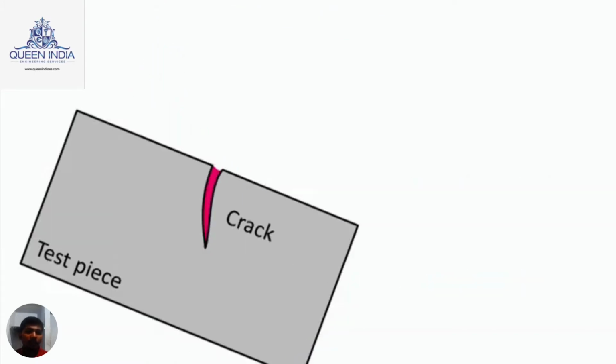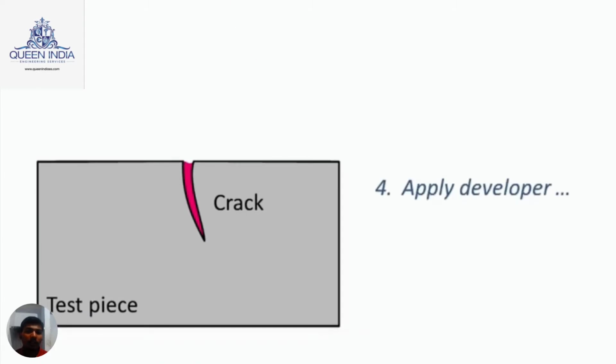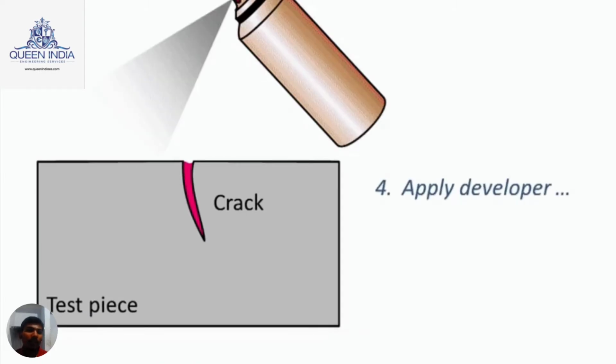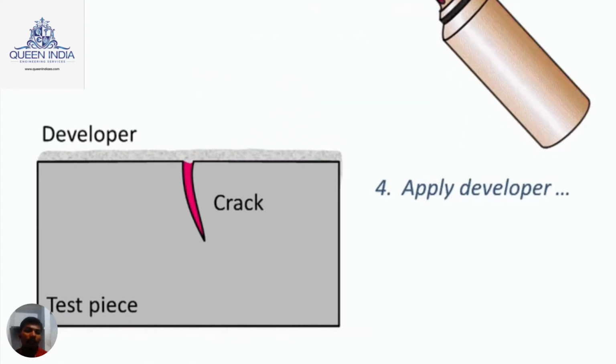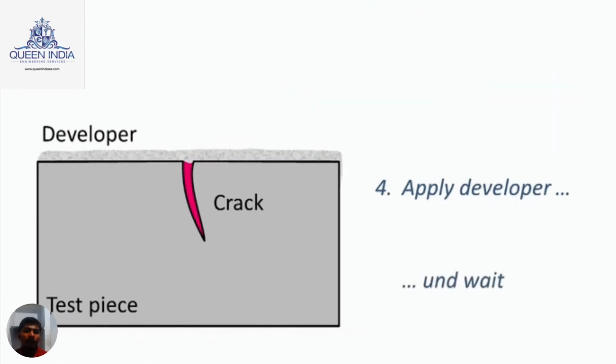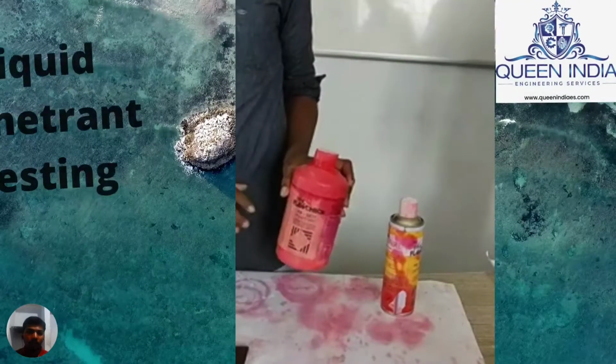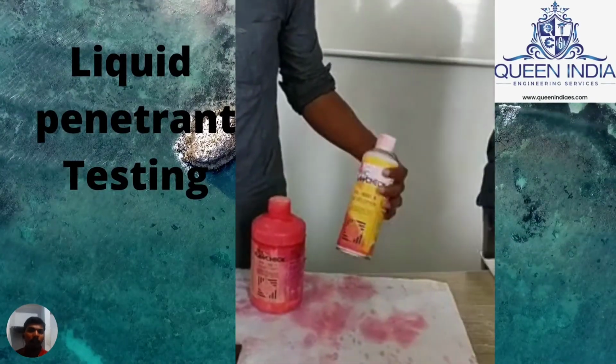Apply developer. This looks yellow, but it's white developer, and wait. Apply developer and wait. The crack will bleed. That's it. That's all. Now see the last video, and this is liquid developer.